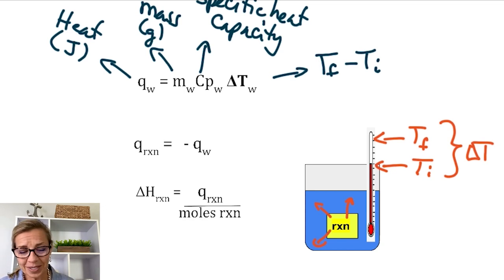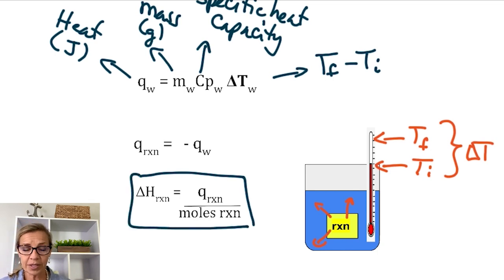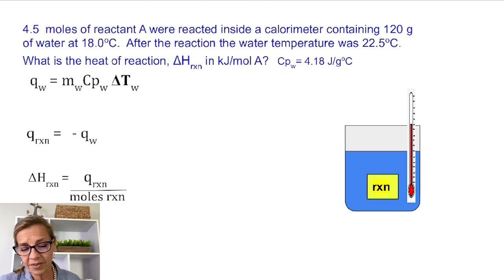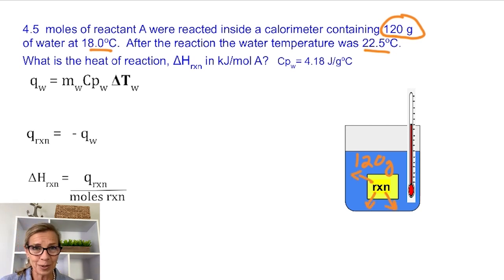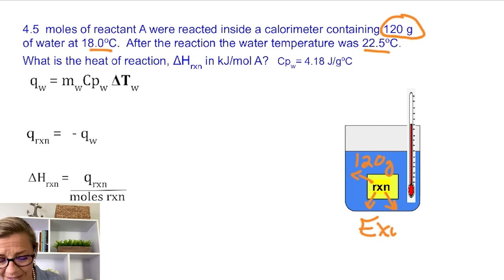Once we're done with that, we'll take that heat of reaction, or the heat that flowed in this reaction, and divide by the number of moles that we used to produce that heat. So let's look at this example here. I've got all the parts ready to go. I've got 120 grams of water in my calorimeter, and the temperature is going to go from 18 to 22.5. So heat is going to be flowing from the reaction into the water. This is exothermic. You know that term, exothermic.